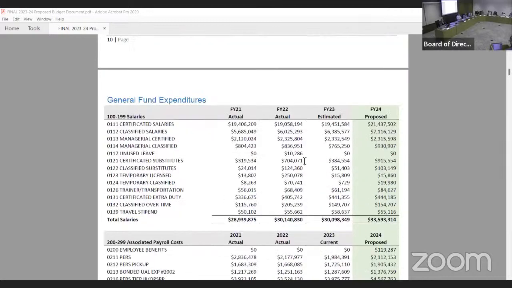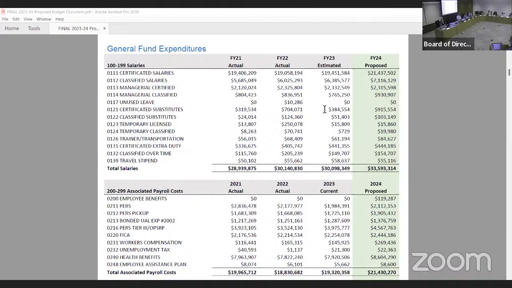Moving on to general fund expenditures. Here you can see just how our salaries increase. We looked at that on the big picture; here it is on the smaller level. There are some things in here that might be worth looking at. This $384,000 for substitute costs this year goes up to $915,000 next year. That's because we had a $500,000 expiring grant. It was a one-time grant from ODE, and that's one of the reasons that things have spiked in the general fund a little bit, things of that nature.